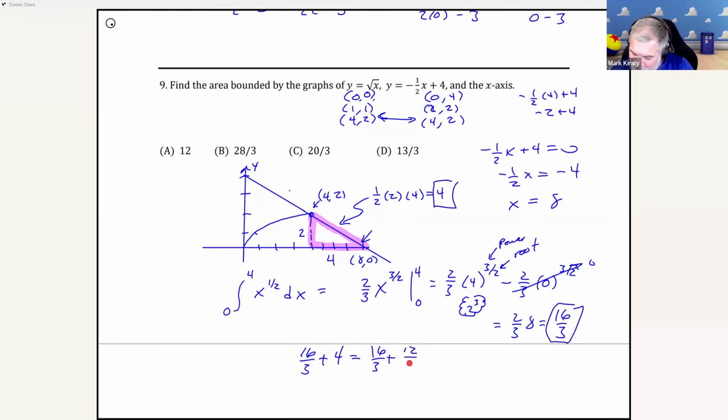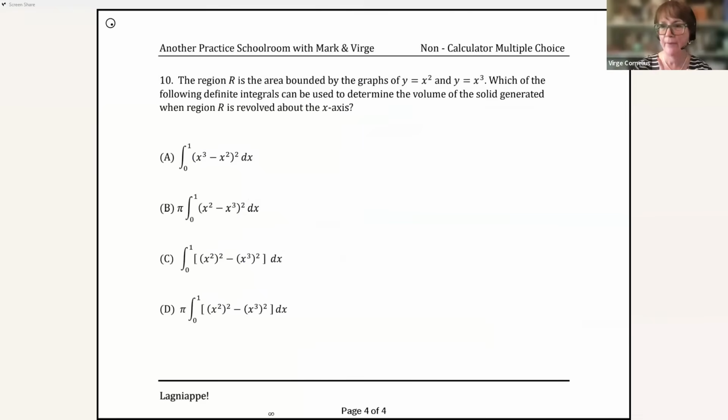I almost multiplied it by 4. That would have been tragic. All right, and we get 28 thirds. Can I say one other thing about that problem?